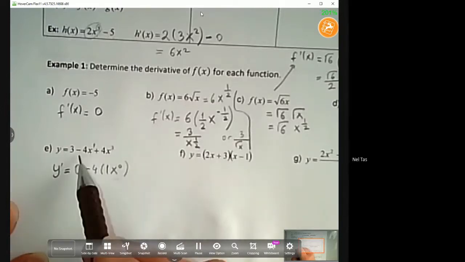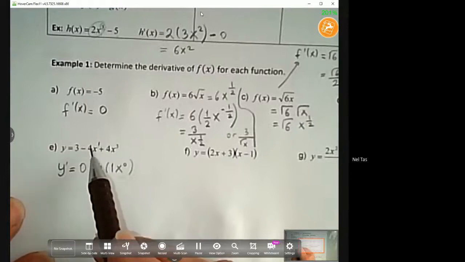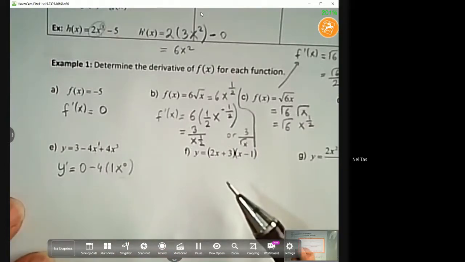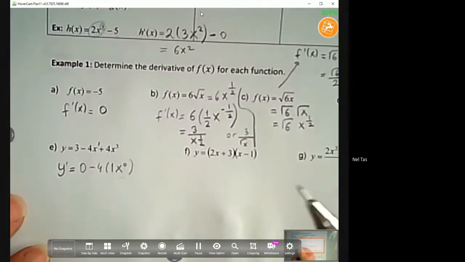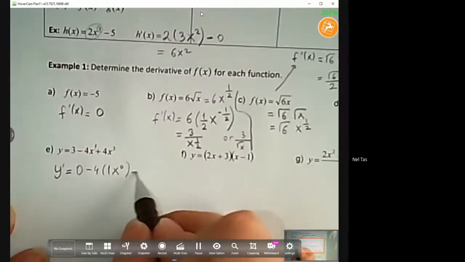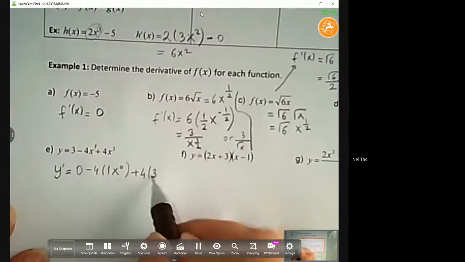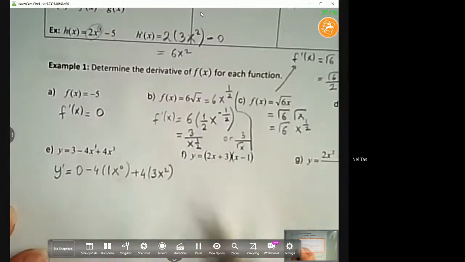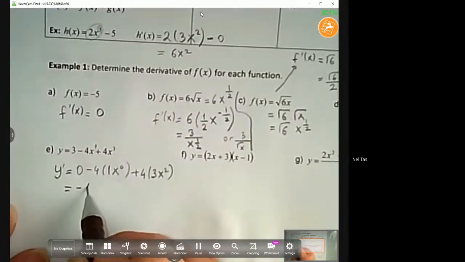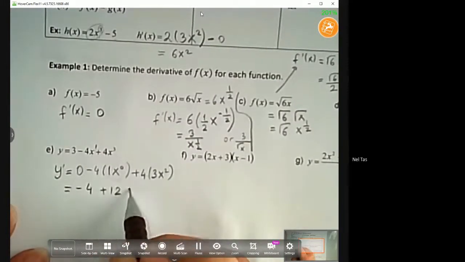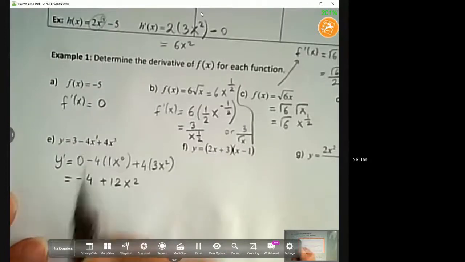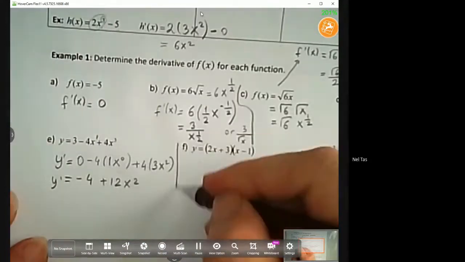So whenever you have, let's say, negative 4x, the derivative of it is negative 4. If you have 6x, the derivative of it is 6, or if you have 10x, the derivative of it is 10. Okay, so then you have plus 4, keep the constant. Drop the exponent 3 to the front and decrease the exponent by 1. So if you simplify this, you get negative 4 plus 12x squared.